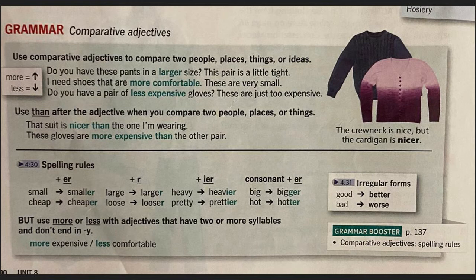Just only two things, right? So it could be people, places, ideas, or something like that, right? So in this case, we have some examples here, right? For example, the first one says, "Do you have these fonts in a larger size? This pair is a little tight."